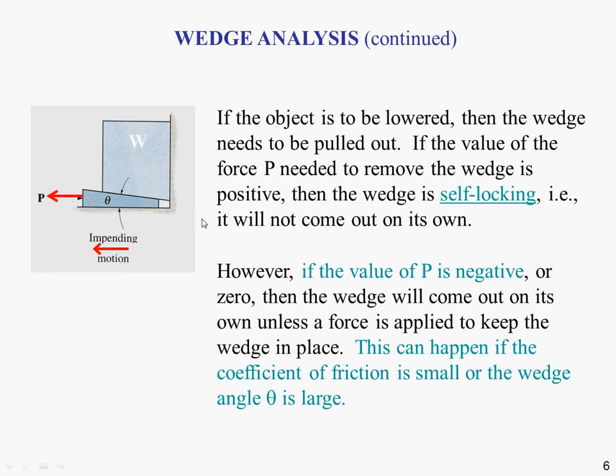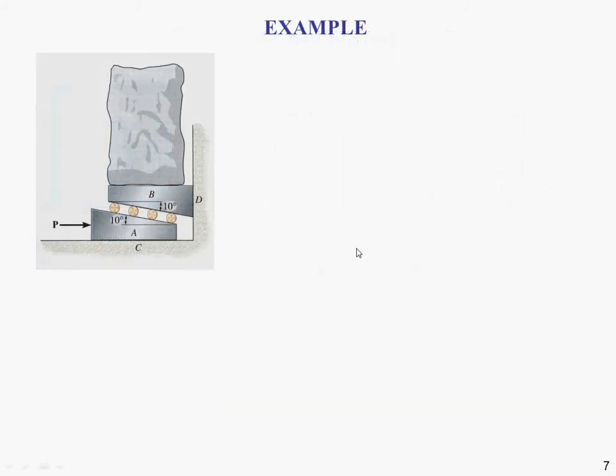The conditions where the wedge might come out on its own are fairly obviously if the coefficient of friction is too small, and I guess less obviously if the wedge angle theta is too large. Okay, so let's have a look at an example.